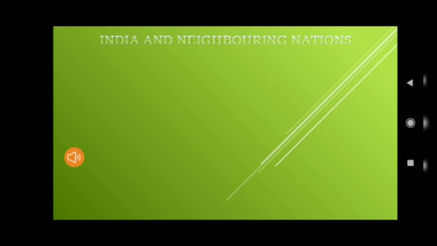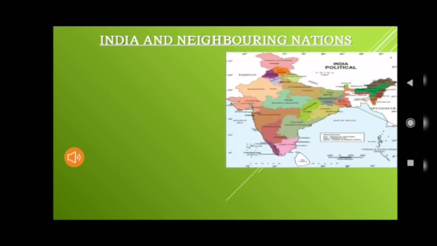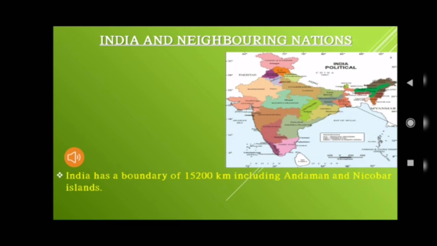Let us discuss something about India and her neighboring nations. Here there is a map showing you the Indian subcontinent. The Indian subcontinent consists of India and her neighboring nations. It has a boundary of approximately 15,200 kilometers, including Andaman and Nicobar Islands. This boundary touches 9 nations altogether, which are known as part of the Indian subcontinent.